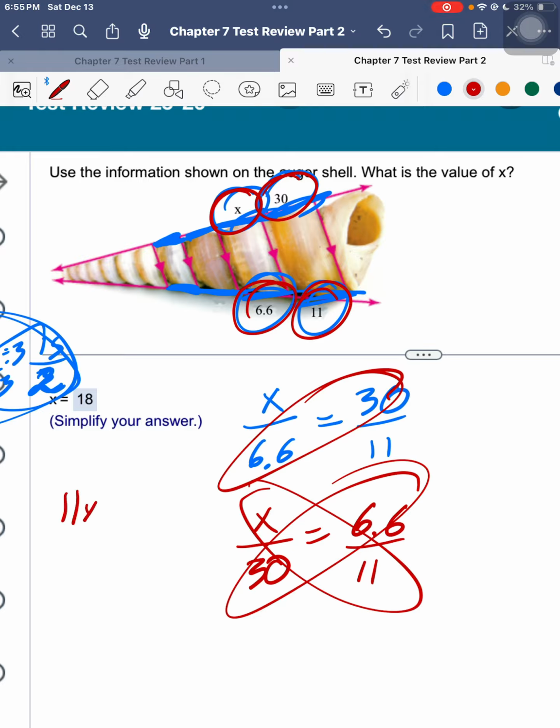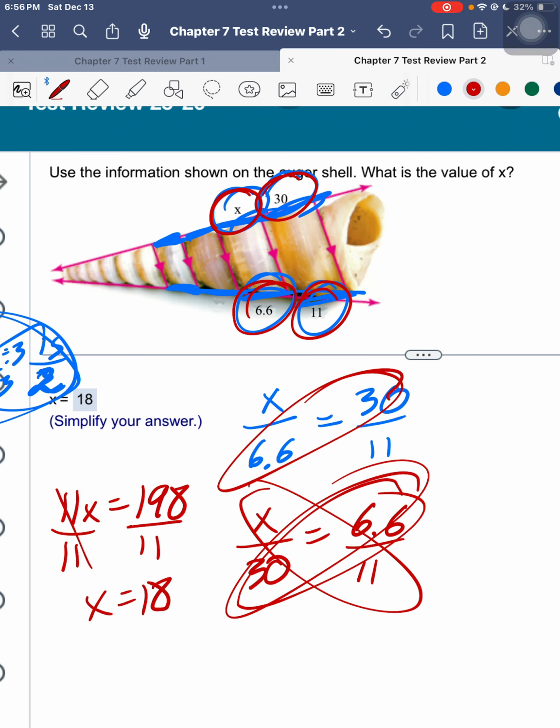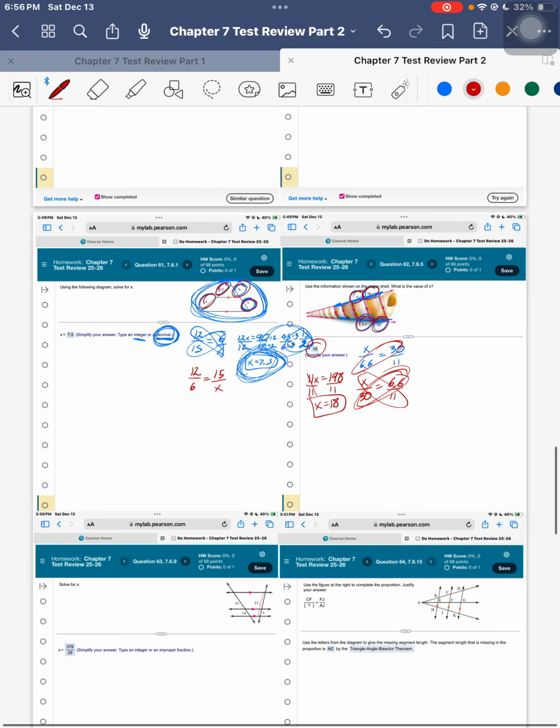So now this is 11x equals, what's 30 times 6.6? 30 times 6.6, that is 198. And 198 divided by 11 is equal to 18. So that's my answer, 18. That's it. It's not hard, right? It's proportions. It's cross multiplying.